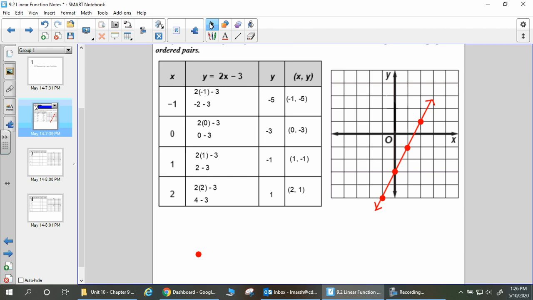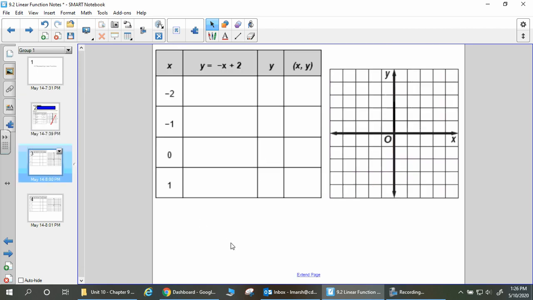Fill in the chart, get your ordered pairs, stick those ordered pairs on the graph, and make sure that you're getting a straight line. Again, that's going to be our whole unit, is straight line. So if you're not getting a straight line, you want to make sure that you go back and try again. So let's look at another one.